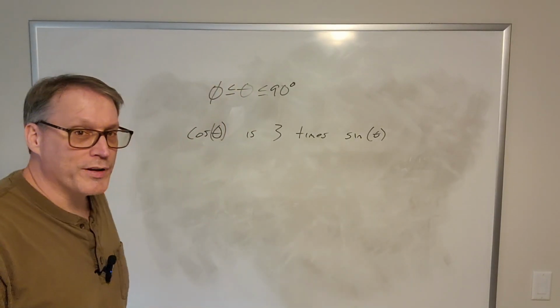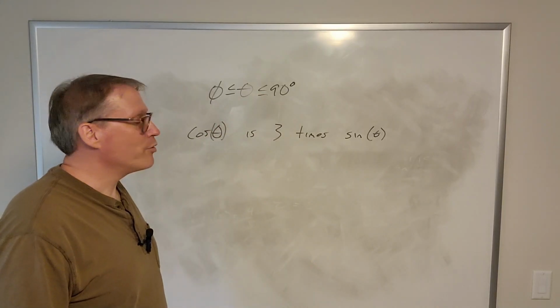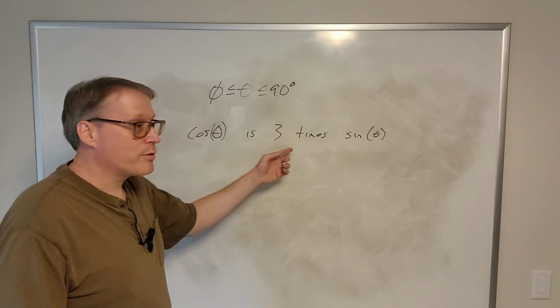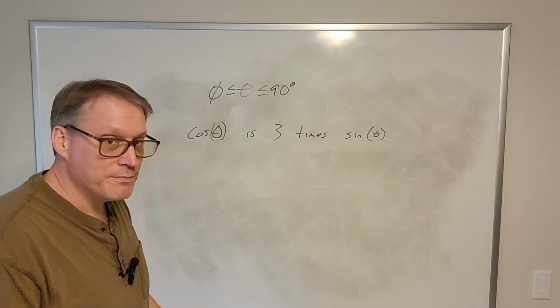Let's move on to some slightly more advanced problems, kind of combining lots of things. In this case, assume that theta is between 0 and 90 degrees, and cosine of theta is 3 times that of sine of theta. What is theta? Give it a shot.